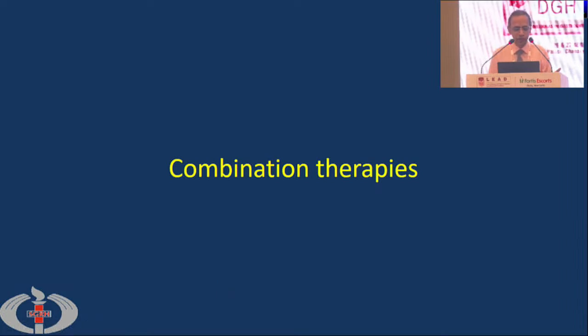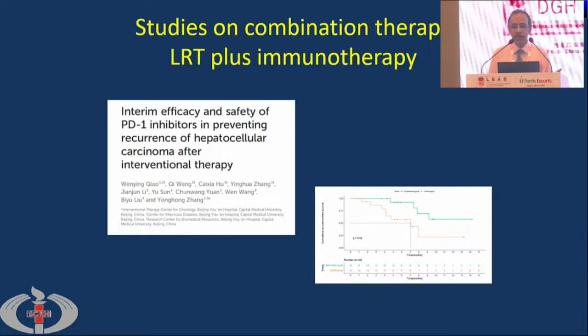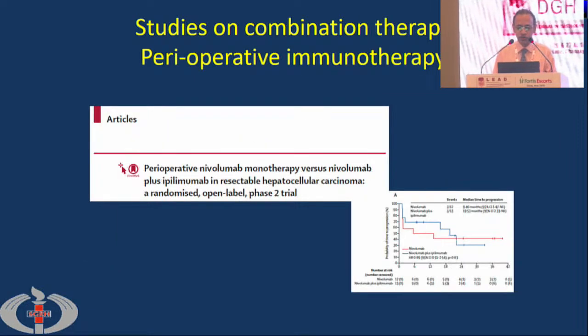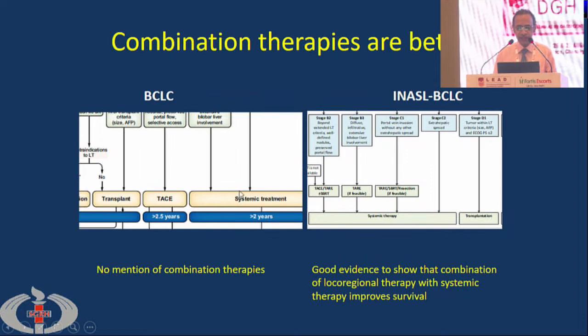What about the combination therapies? Now there is very good evidence to show that when loco-regional therapy is combined with systemic therapy, survival is better. Many studies are there. For example, this study combined lenvatinib with TACE in a phase 3 study, and they showed that combining systemic therapy with loco-regional therapy gives a good option. So this was not there in the BCLC.